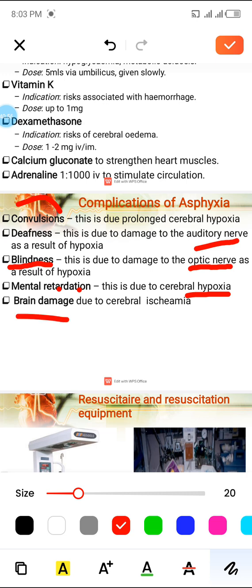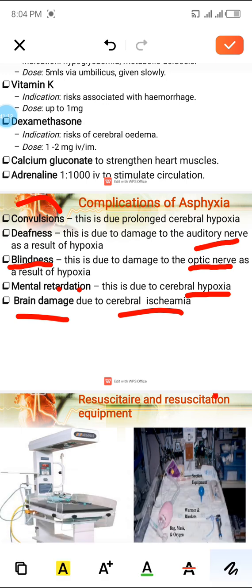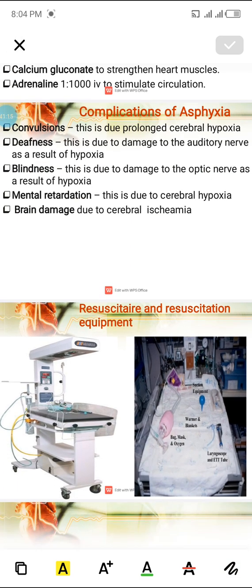Then the child can have brain damage due to cerebral ischemia. So you can have a lot of them. There are those with cerebral palsy. Cerebral palsy can also be one of the complications of asphyxia because of lack of oxygen. So just to wrap it up, this is what we have, and then you can also have a strategy of how you're going to write it, especially on the part of resuscitation. You need to know what you're going to write and how you're going to resuscitate.